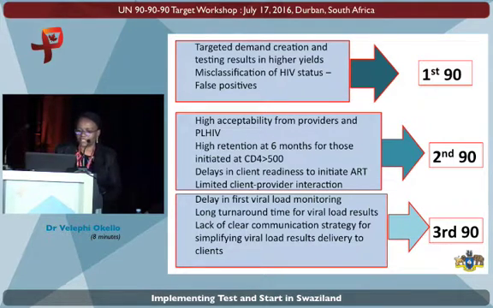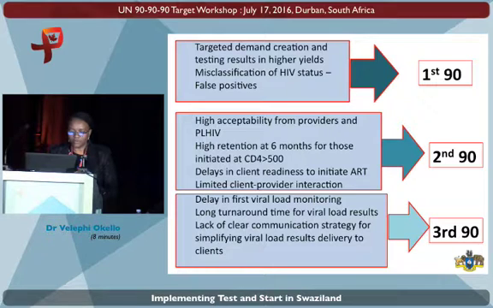We are working on this because it may have a bearing on the quality control or quality of our HIV testing procedures. And then although we've seen high acceptability of the test and start approach from providers, and people living with HIV have also accepted, we still are concerned about delays in client readiness at 6 months for those who are initiated at CD4, for those who need to initiate ART as soon as possible.